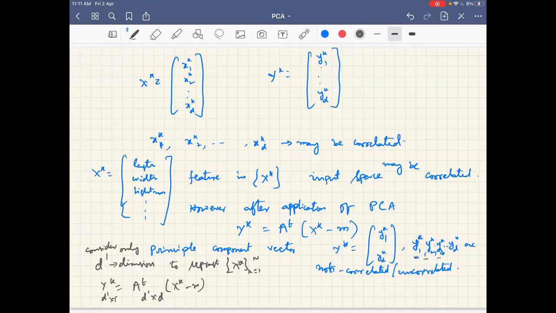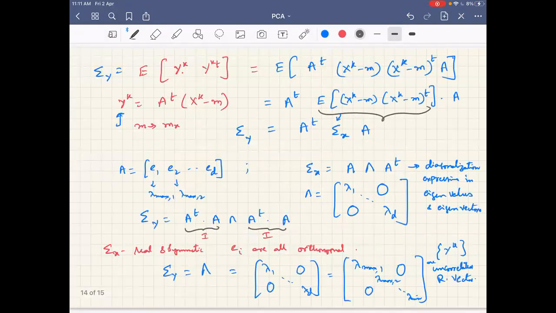Now how do we decide on D dash? Let us see a small analogy. Here, let us see the reconstruction error.